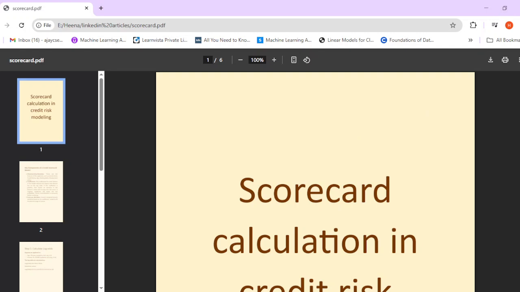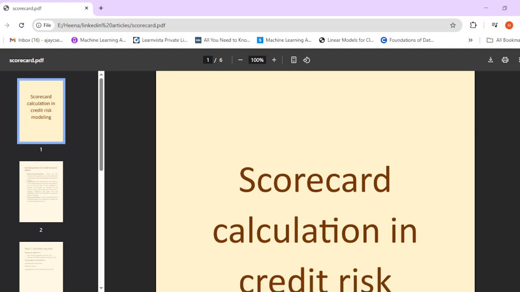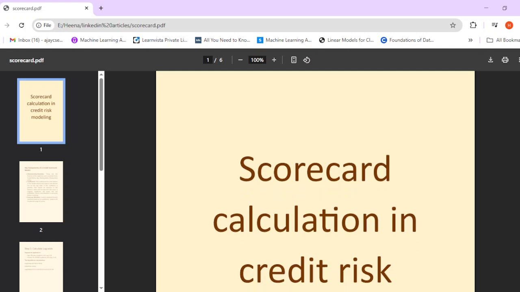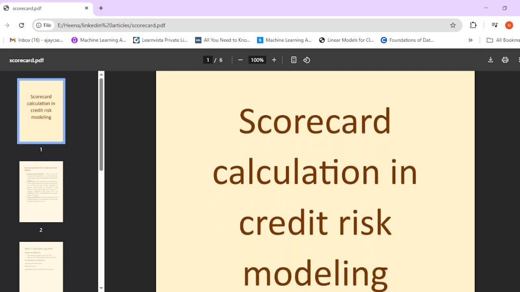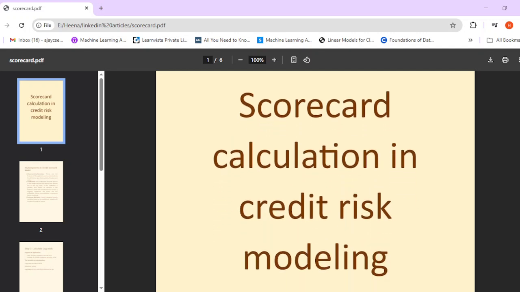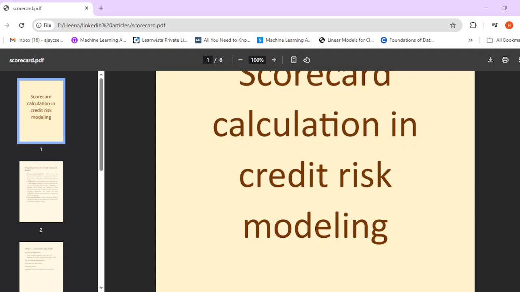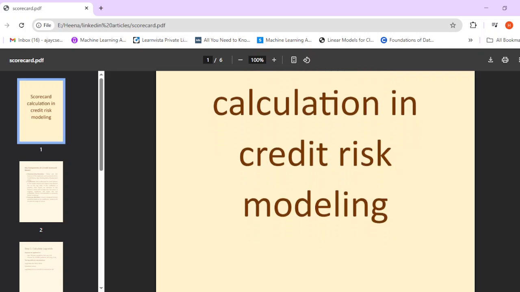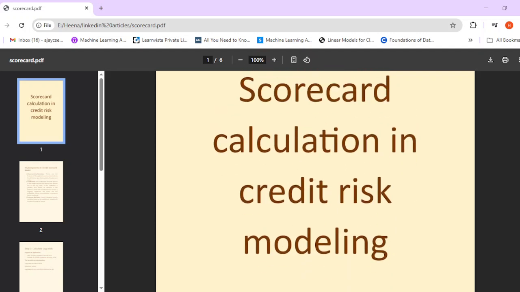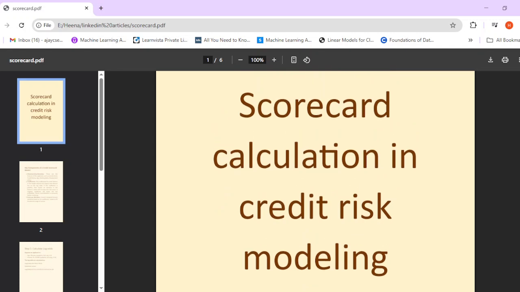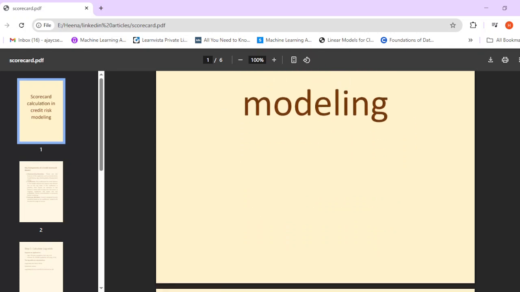Everyone. Today we are going to look into how we create a scorecard from the credit risk model. So in a credit risk model, we calculate the probability of default, that is, the probability that the customer will default on the payments or not. And then we calculate a scorecard. Now the scorecard is calculated on the basis of the score that we get from the PD model, and this calculation is what we are going to see now.